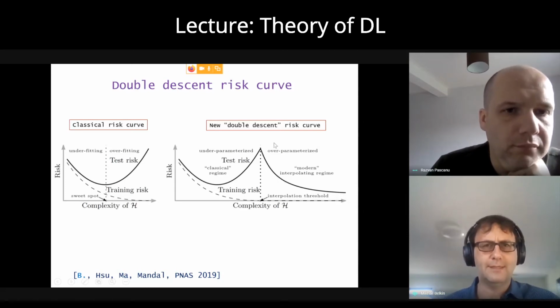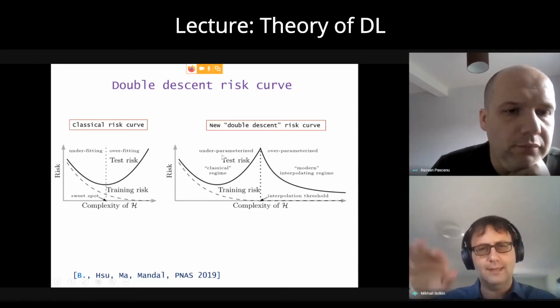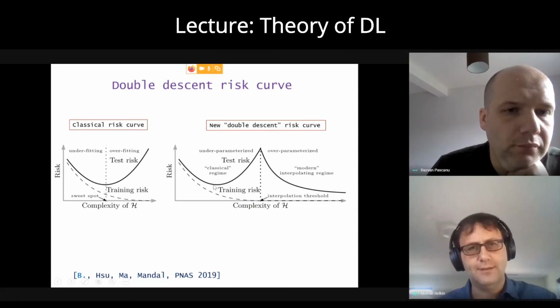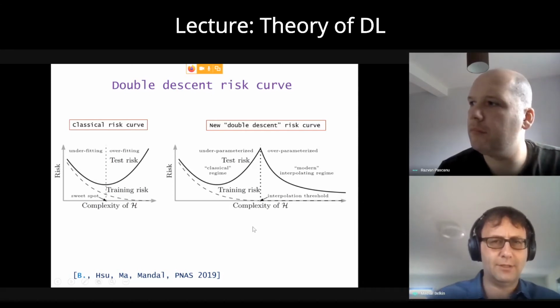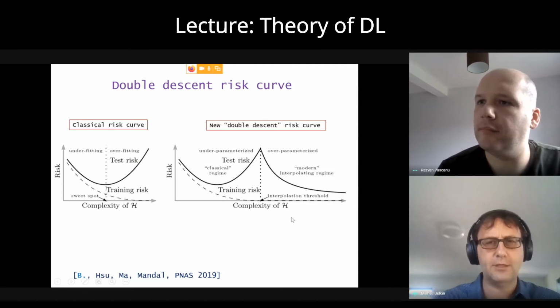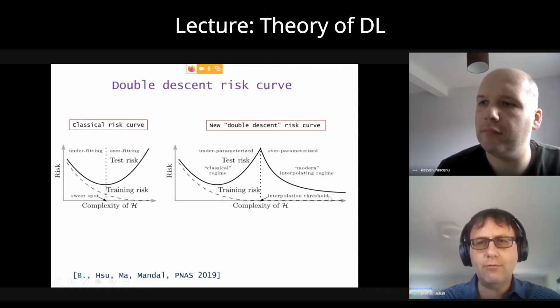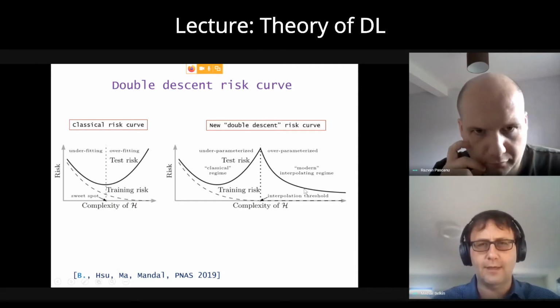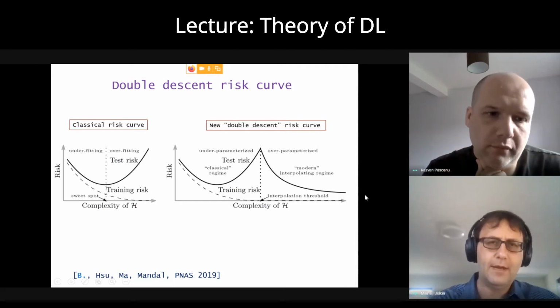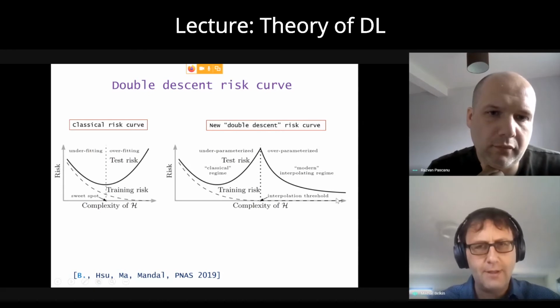So we call this the double descent curve because you have this classical U. You have this initial descent, then it goes up. And then there is a second descent, when it becomes lower in this modern interpolating regime as the complexity of H increases. And usually, but not always, it just keeps decreasing indefinitely. Now, of course, it doesn't decrease to zero.